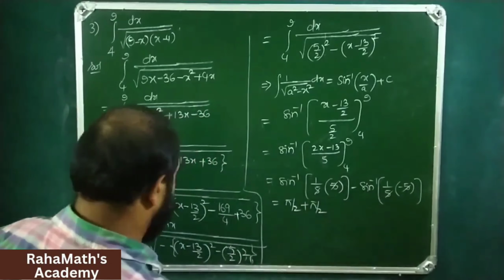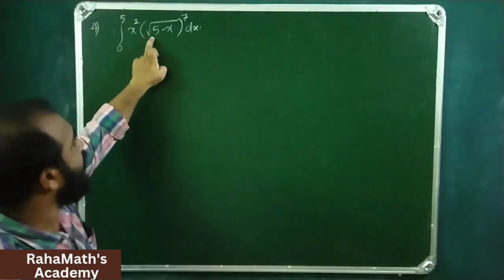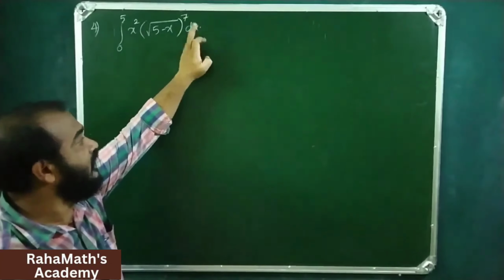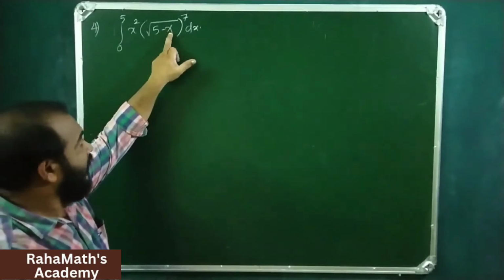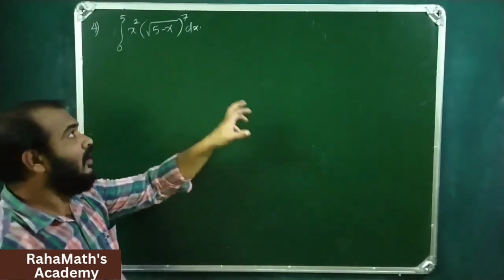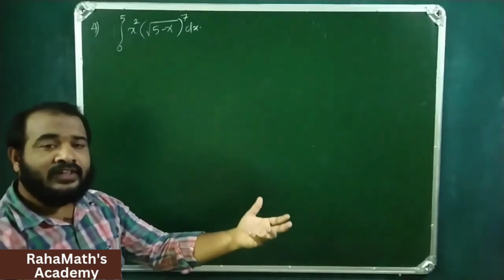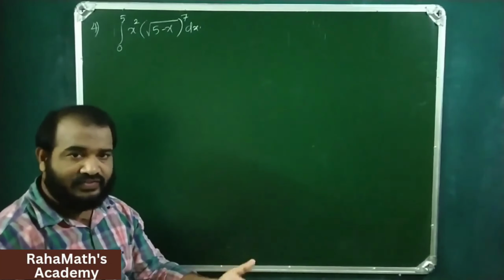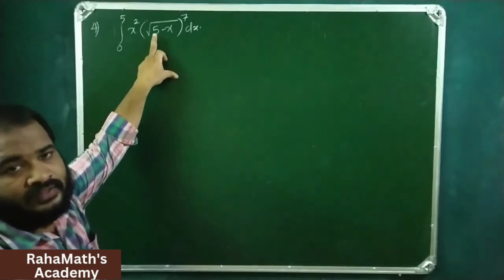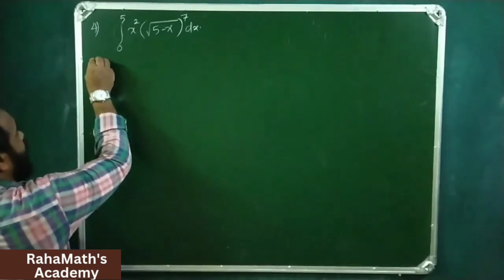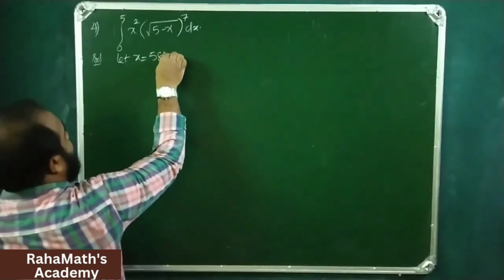So pi by 2 plus pi by 2 is pi. Integral 0 to 5, x square into root of (5 minus x) whole power 7 dx. Can you imagine what is to be taken as x? In square terms we need to take sine square theta, and associated with which coefficient? 2 sine square theta, 3 sine square theta, 4 sine square theta, what? This 5 will give that hint. So therefore, let x equals 5 sine square theta.